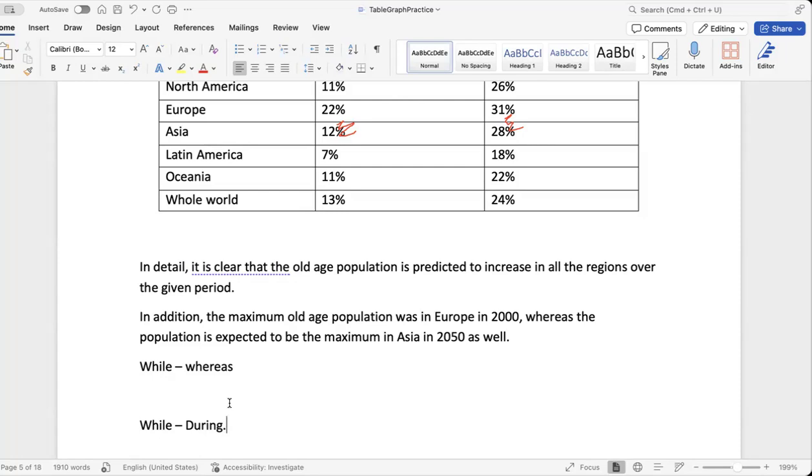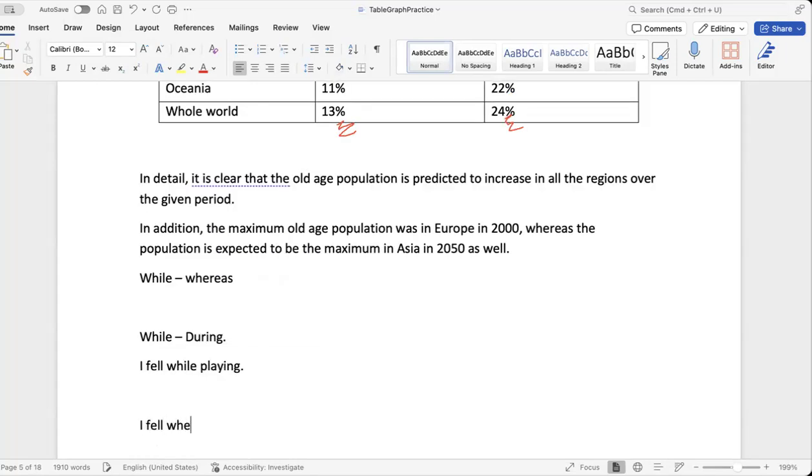You can use them. But at some places you can replace whereas with while, but you cannot replace while with whereas everywhere. In some cases you cannot. For example, "I fell while playing." Now you can't put whereas here. "I fell whereas playing" doesn't make sense, because here the meaning of while is during. So here you cannot put whereas. But you can replace whereas with while anywhere. Wherever you're using whereas, you can put a while.